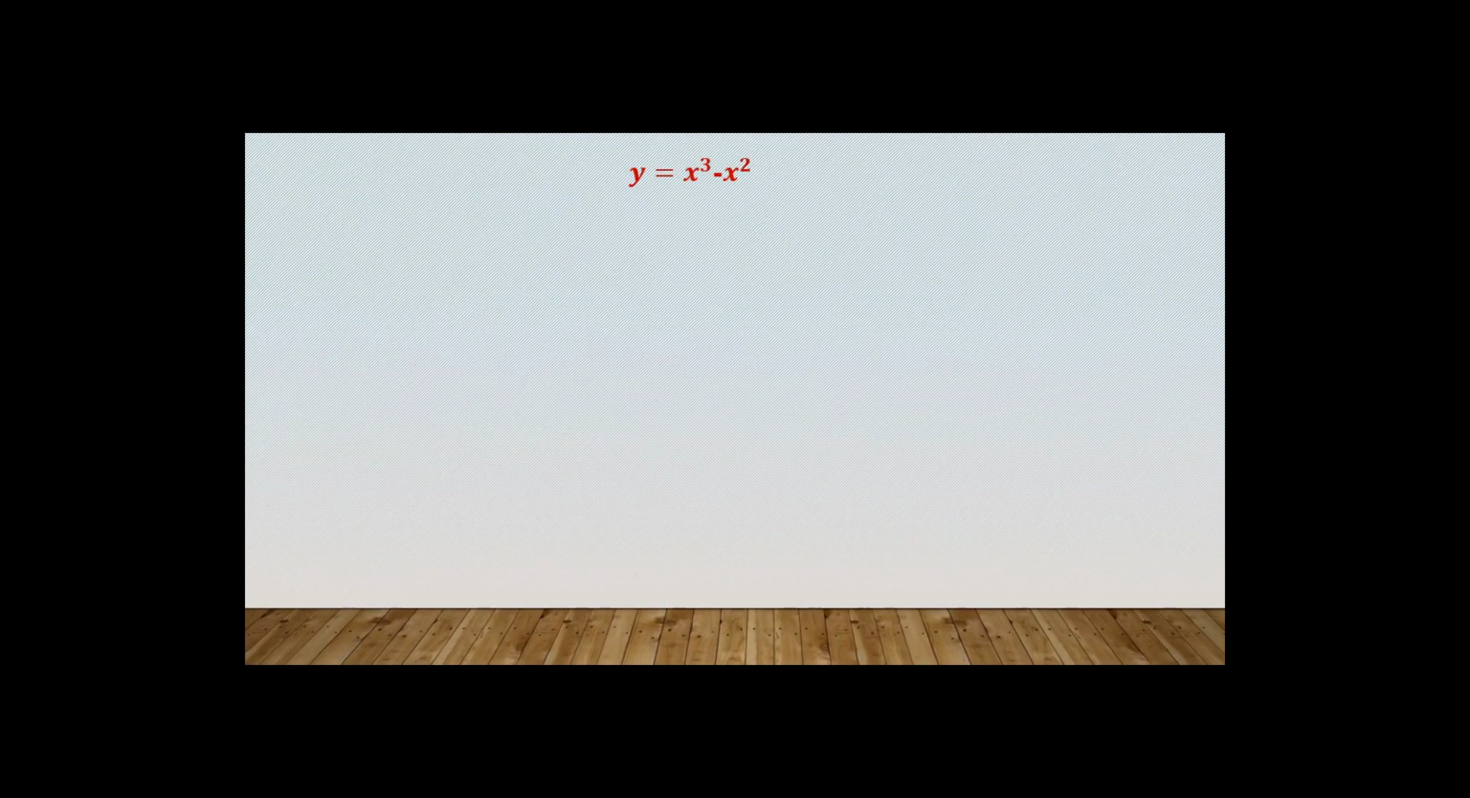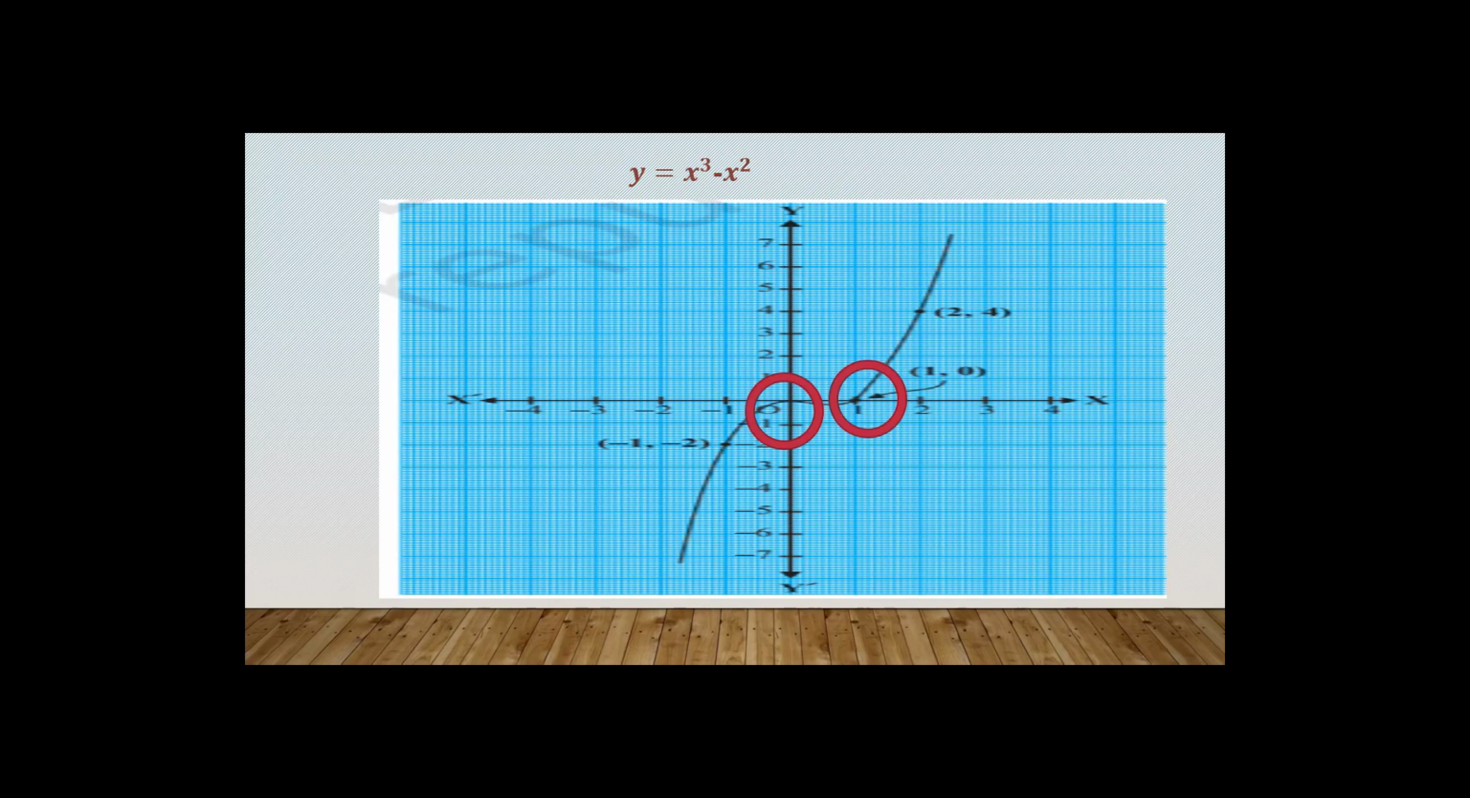How many of you have guessed it right? Let's see. If you are right, give a pat on your back. Yes, there are 2 zeros of this cubic polynomial. Which are those 2 zeros? They are the zeros at which the graph intersects the x-axis.